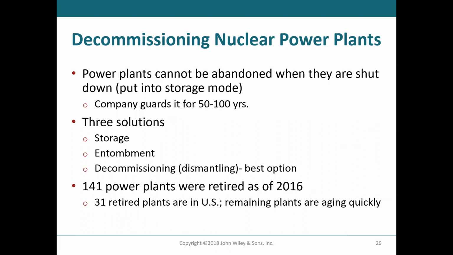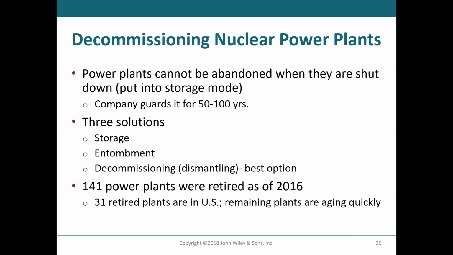When a nuclear power plant is closed, it undergoes something called decommissioning. Well, there are 3 solutions to it: storage, entombment, and decommissioning. Storage, as the name states, is that the utility company has to guard the power plant for 50 to 100 years as some of the materials decay, making it safer to dismantle the plant later.